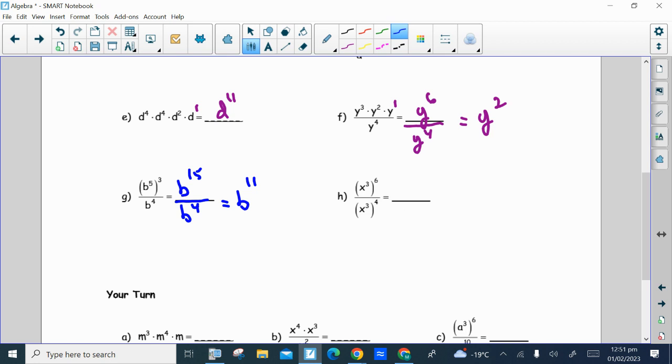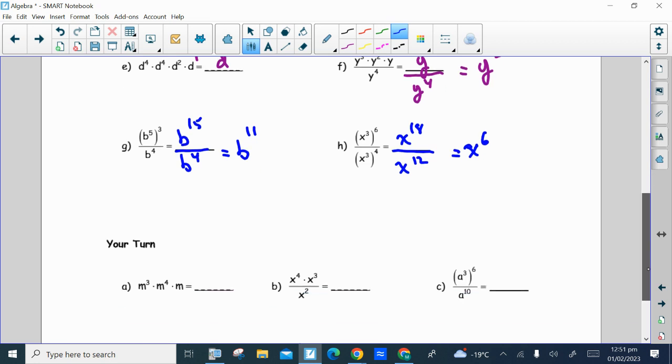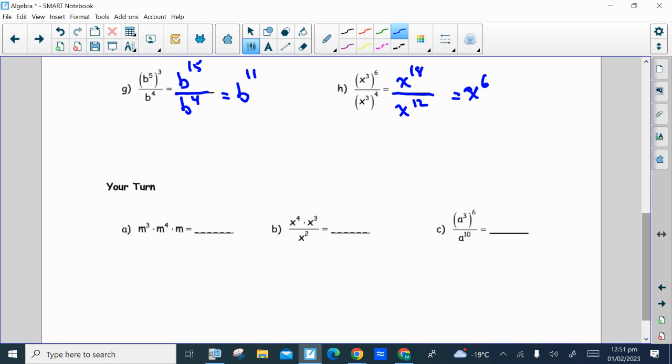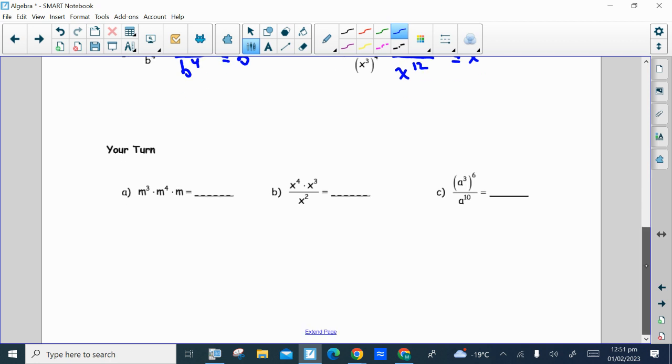Question H, I'll use the power law on both the top and bottom as my first step. And then I will divide these two by subtracting the exponents and keep the base the same. 18 take away 12 is 6, so x to the power 6. Okay, try those next 3 on your own, then we'll check them.